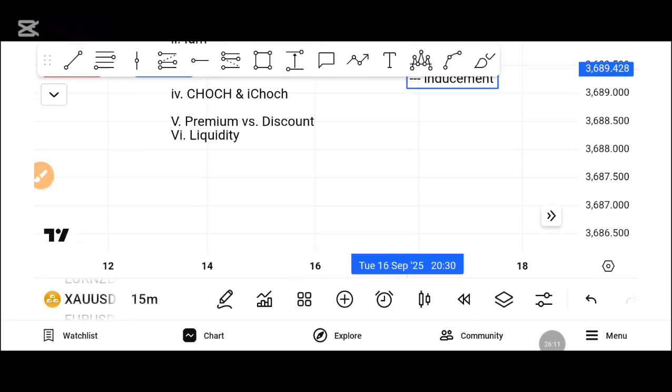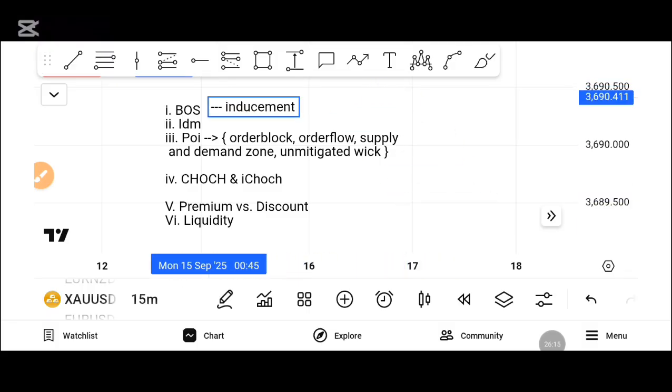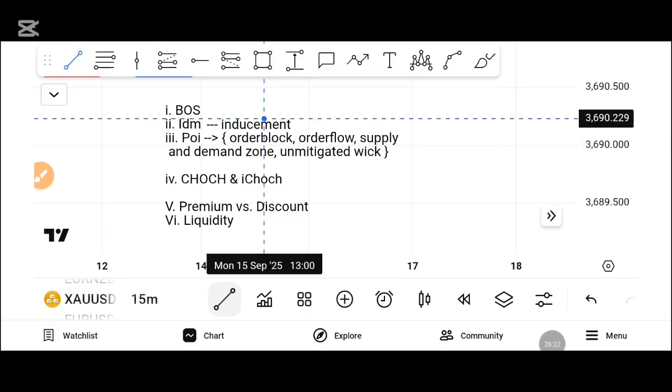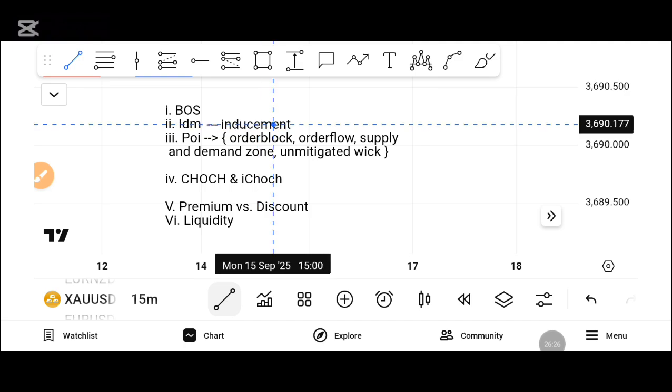It's not supposed to be like this. So sorry guys, I'm trying to explain what these forest terms mean. So this is forest terminology. Whenever you see IDM, it means inducement.